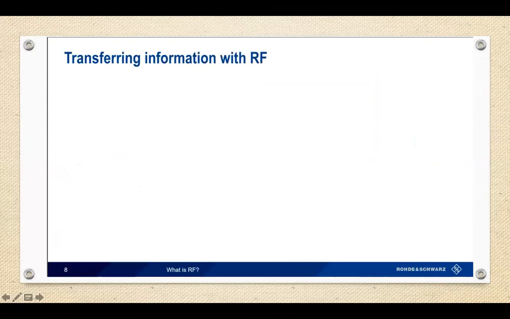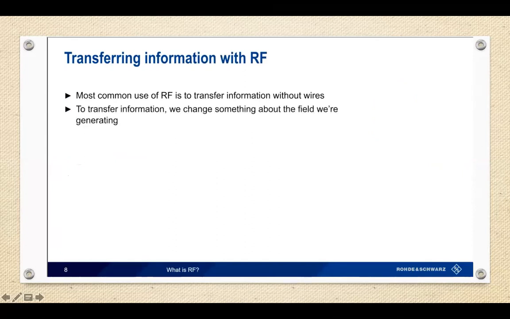But as mentioned earlier, the most common use of RF in the modern world is to transfer information without wires or over the air. In order to transfer information using RF, we have to change one or more properties of the generated electromagnetic field, and this process is called modulation. The simplest way of changing something about our radiated field is just turning it on and off, and this is essentially how Morse code works. We turn the RF on for a short period of time when we want to send a dot, and we turn it on for a longer period of time when we want to send a dash.